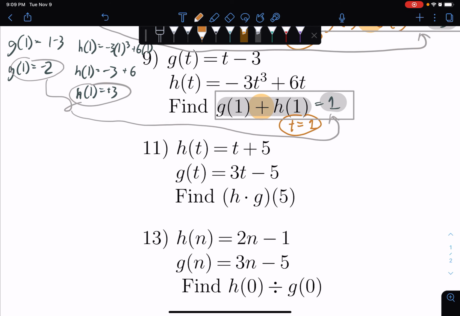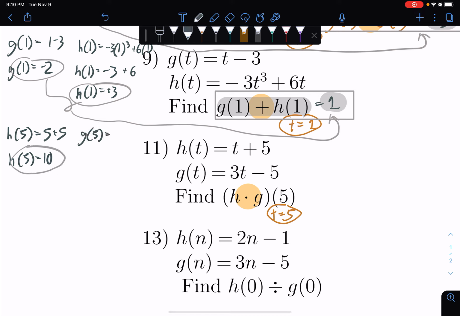Alright, we acknowledge that our operation is multiplication. Maybe we won't have to use distributive property anymore. Let's try not to get confused, even though we're not trying to simplify this factored form, given that we're called to find. So let's just acknowledge that t is equal to 5, and let's solve for h of t. So h of 5 is equivalent to 5 plus 5. 5 plus 5 is 10. Let's solve for g of t. G of 5 is equivalent to 3 times 5, 15, minus 5, 10.